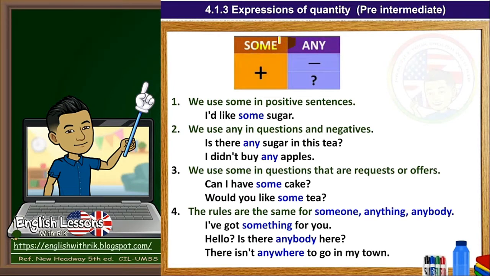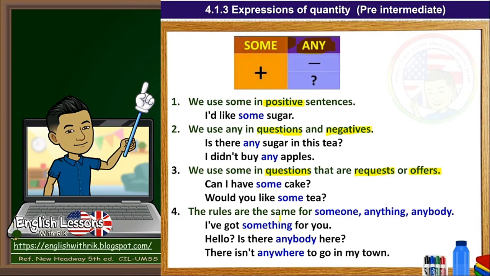Some and any. We use some in positive sentences. I'd like some sugar. We use any in questions and negatives. Is there any sugar in this tea? I didn't buy any apples. We use some in questions that are requests or offers. Can I have some cake? Would you like some tea?